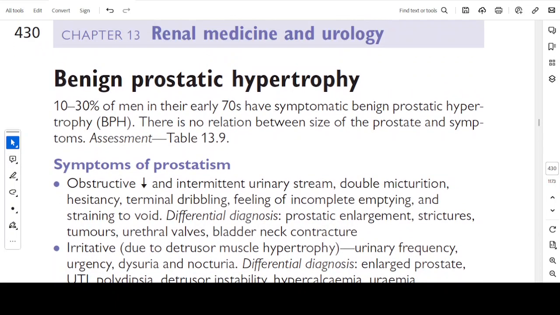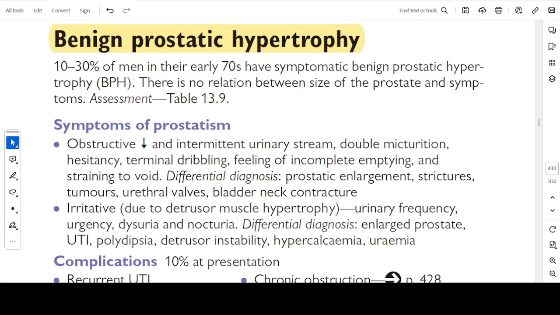BPH, or benign prostatic hypertrophy. 10 to 30% of men in their early 70s have symptoms of BPH. There is no relation between the size of the prostate and the symptoms. Assessment, table 13.9: symptoms of prostatism.